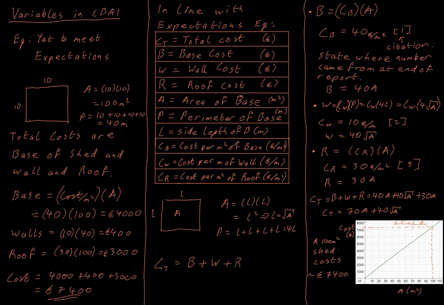Now here I have the cost total, so the total cost is equal to the cost of the base plus the cost of the walls plus the cost of the roof. All of this is defined here.